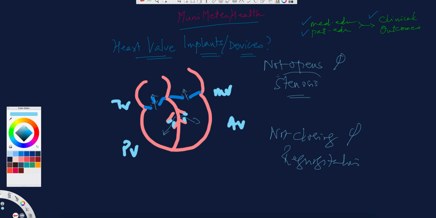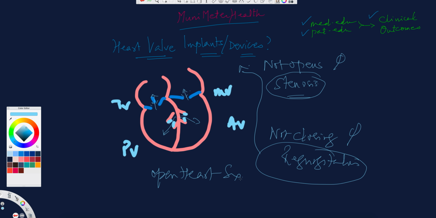So these are the 2 major malfunctions of the valves for which a valve device or an implant may have to be done. Remember, it's an open heart surgery, so the person will have to be admitted to the hospital, and in the operating room it will be performed under general anesthesia. It's a major surgery, so the person has to be in good shape in order to be cleared for open heart surgery, as we call it.